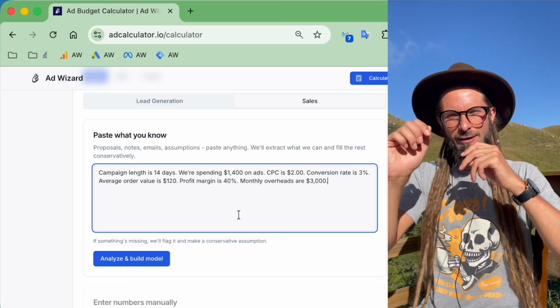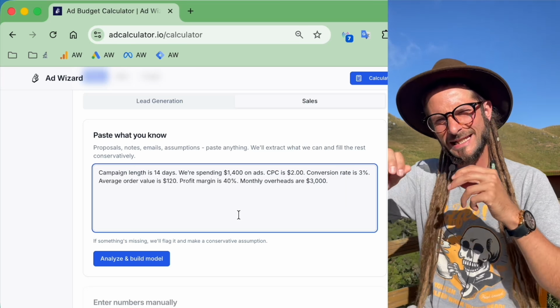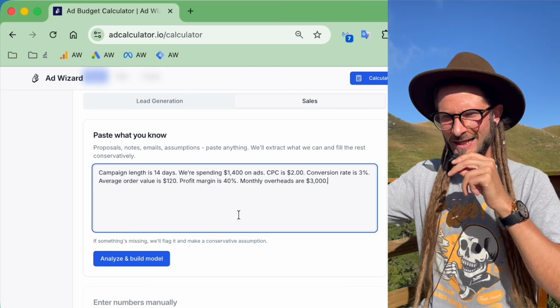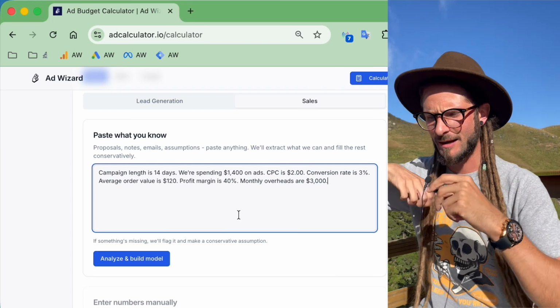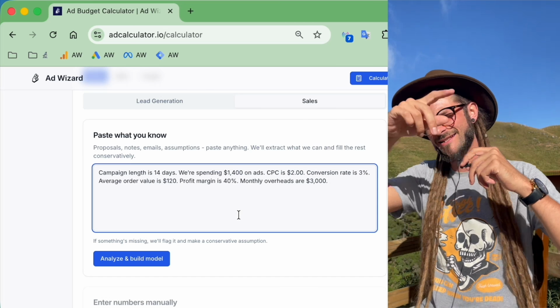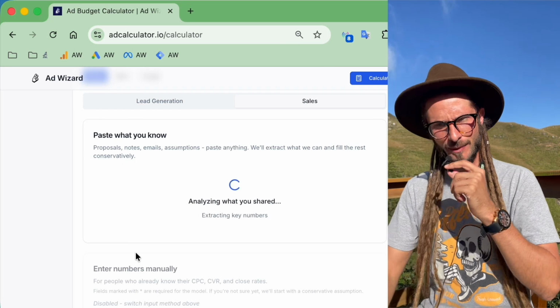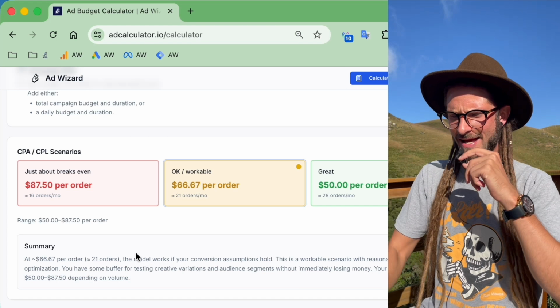Now if the campaign length is 14 days, we're spending $1,400 on ads. Cost per click is $2. Conversion rate is 3%. The average order value is $120, and our profit margin is 40%. Monthly overheads are $3,000. Let's analyze and build the model and see what the ad calculator says about our ad.